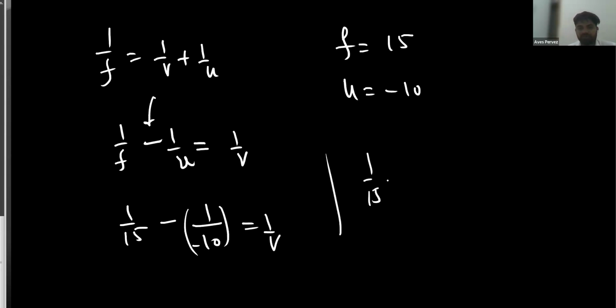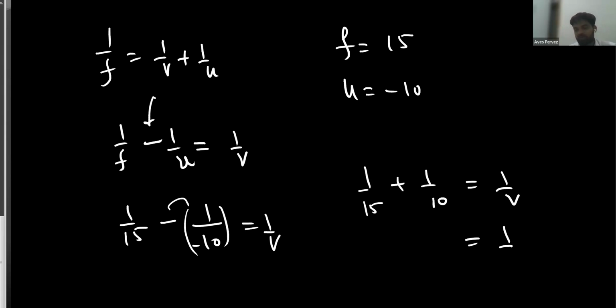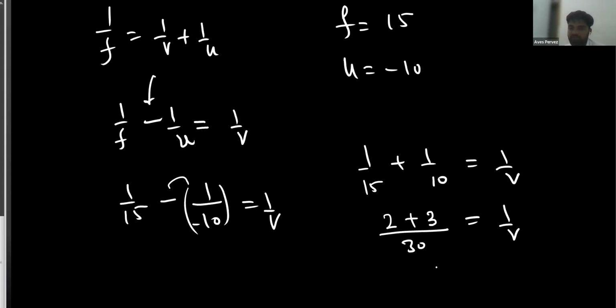Then write 1 by 15, sorry, 1 by 15 minus minus gets plus, this will be plus 1 by 10 equals to 1 by v. 1 by v equals to, take the LCM. You can take the LCM as 30, 2 plus 3, plus 3 is 5. We get 5 by 30 equals to 1 by v, cut it, we get 1 by 6.